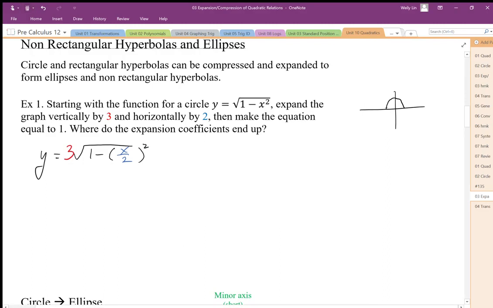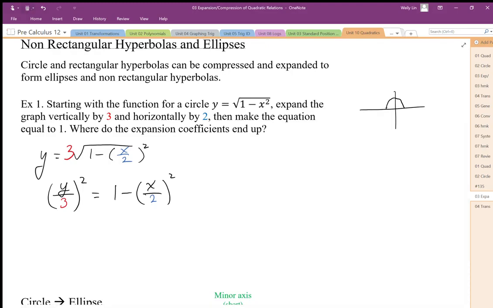If I then rearrange this to solve the equation in the circle form, the x squared plus y squared equals r squared form, the first thing I would do is bring the 3 down. I need to undo the square root, so I'm going to square both sides. I'll do it in a few steps here. There's my compression factor or expansion factor of 3 showing up in the denominator here, and my expansion factor of 2 showing up in the denominator there.